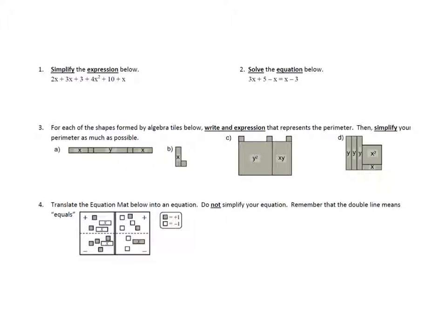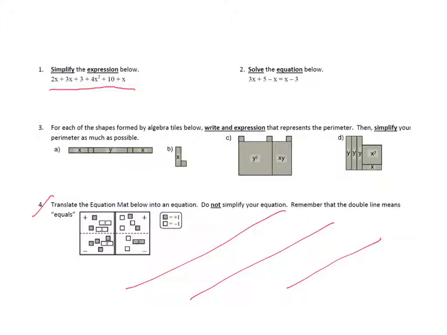Okay, on page 2, I want to emphasize that we are not doing 4. So, don't do 4. Number 1, however, says simplify the expression below. Well, we got 2x plus 3x plus 3 plus 4x squared plus 10 plus x. Got a lot of stuff going on there. I always like to combine like terms to simplify to begin with.